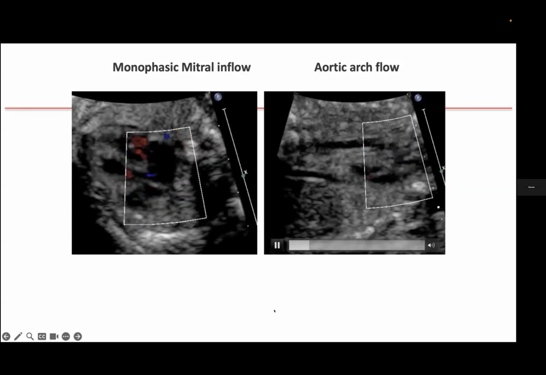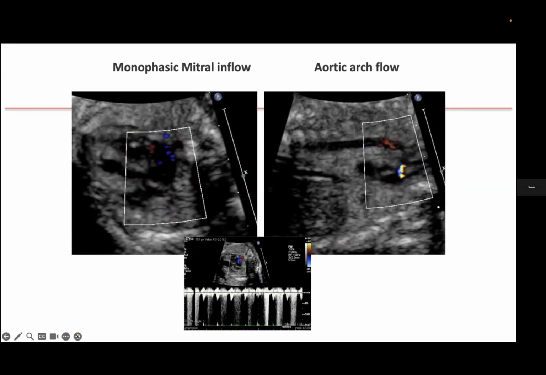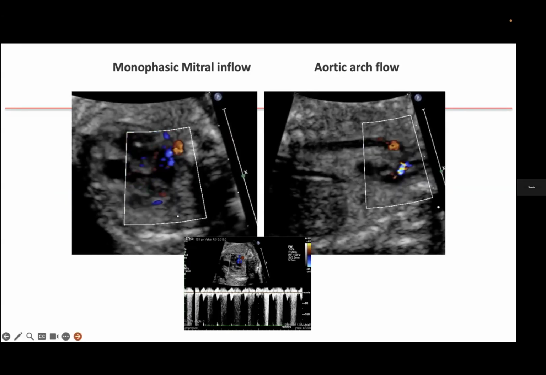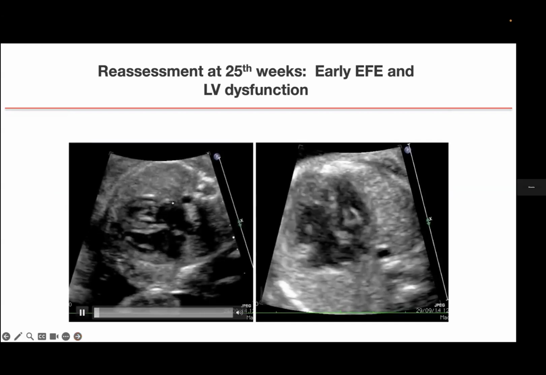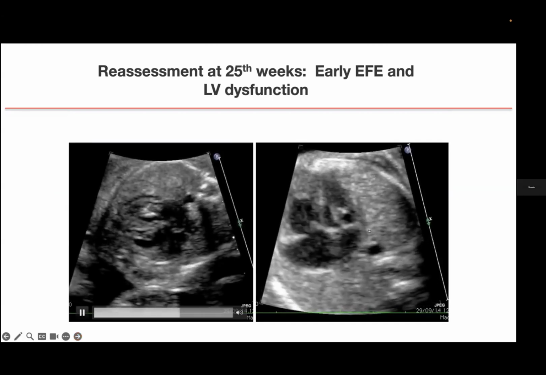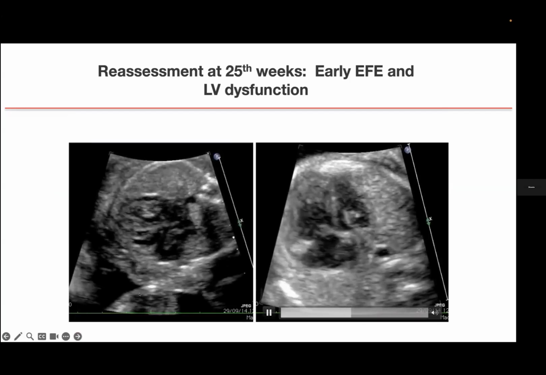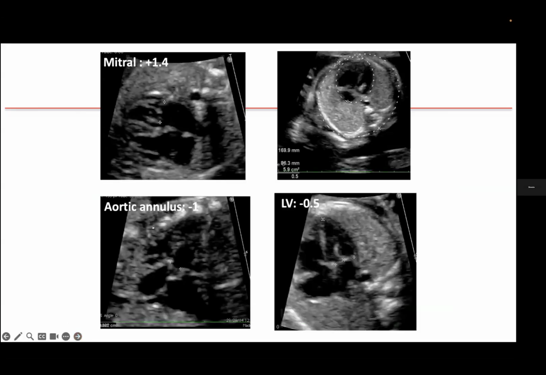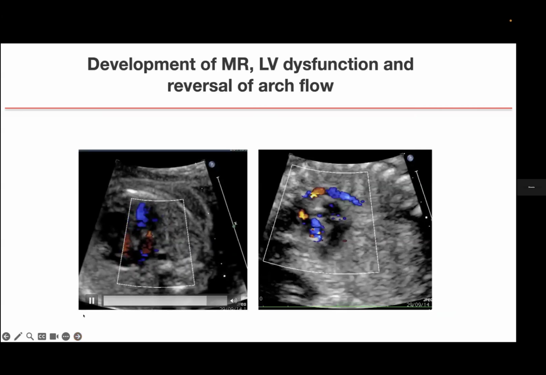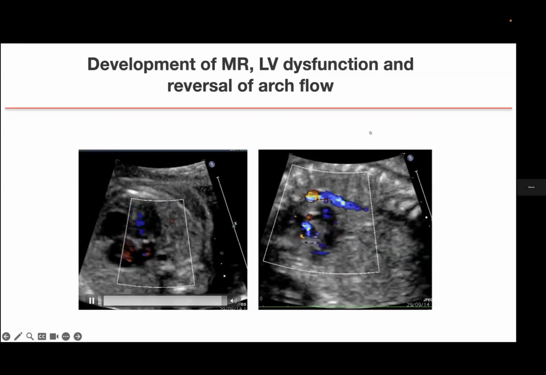We can see a turbulent flow coming across the arch, which has been propagated by the aortic valve, and there was increased velocity across the aortic valve. Now, at this stage, because there was no hemodynamic alteration, she was just monitored. And later on, we saw that there was EFE, which was setting in. There was left ventricular dysfunction, which was just setting in. These are the various parameters which are important before going ahead with the procedure. There was development of mitral regurgitation, and there was flow reversal across the arch of the aorta.